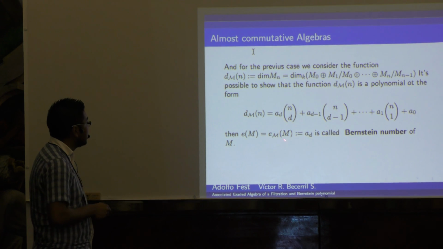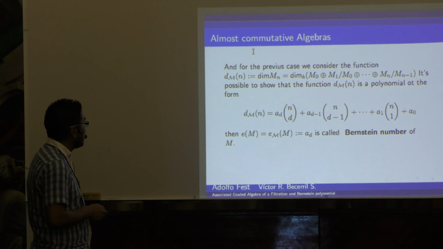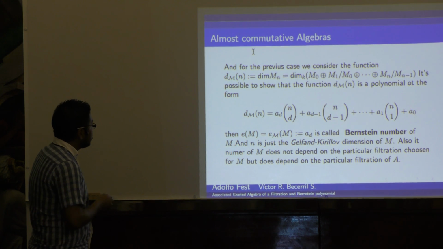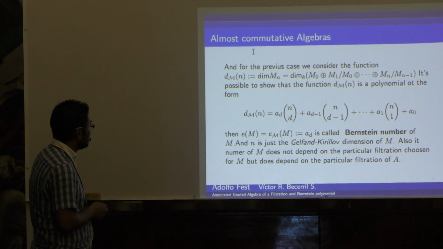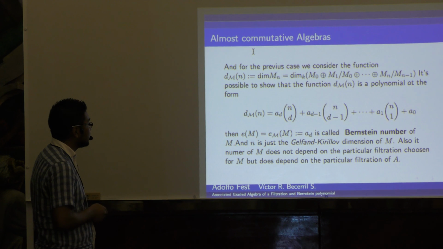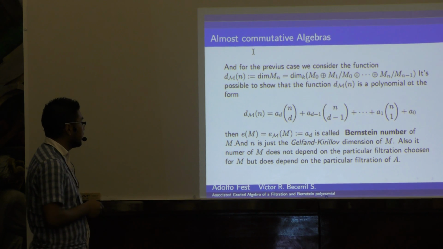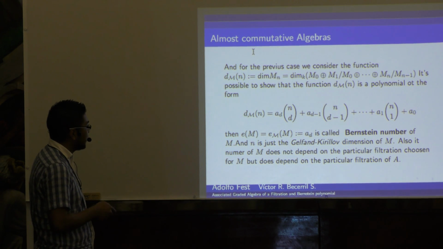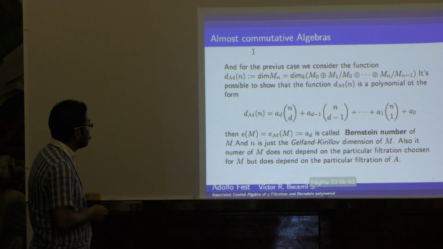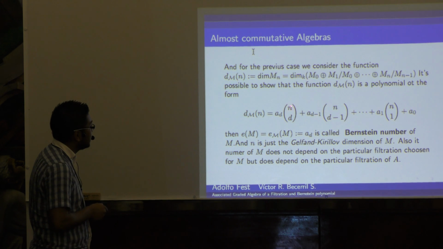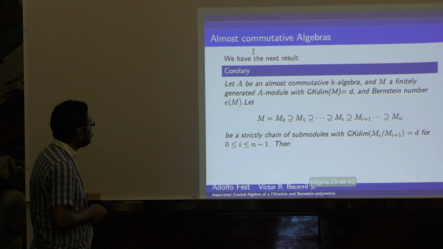And this polynomial has some nice properties. For example, this number is called the Bernstein number, and the degree of this polynomial is just the Gelfand-Kirillov dimension of M. This number, the Bernstein number, does not depend on the particular filtration of M, but does depend on the particular filtration of the algebra A. And of course, the Gelfand-Kirillov dimension is invariant and well defined. It always has the degree n.